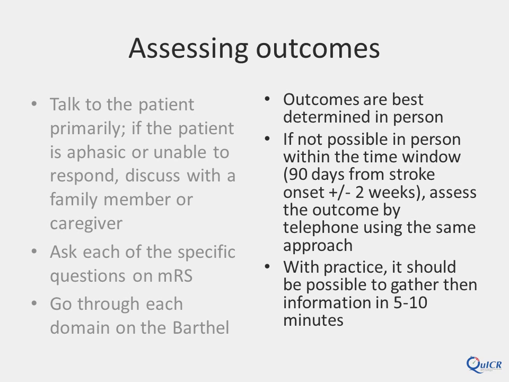Primarily talk to the patient if you can. If not, get information from a family member or a caregiver. And with practice, our experience is that it's possible to get this information in about 5 minutes. So it's quite quick to do, and it gives us a reliable determination of the 90-day outcome.